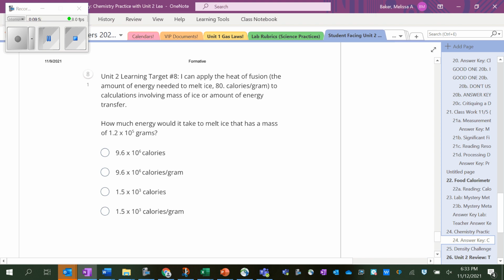All right, can you apply the heat of fusion? So the heat of fusion says it takes 80 calories to melt 1 gram of ice. So how much energy would it take to melt 1.2 times 10 to the 5th? So it takes 80 calories to melt 1 gram, and we want to melt 1.2 times 10 to the 5th grams.